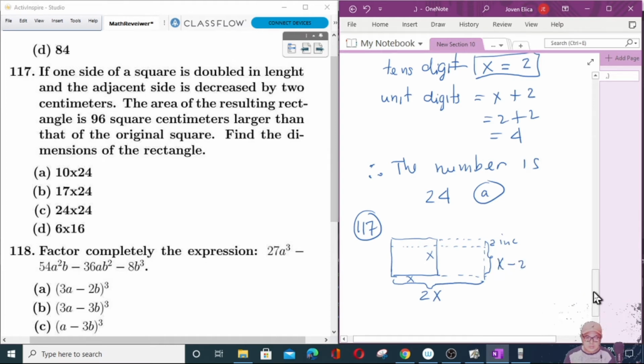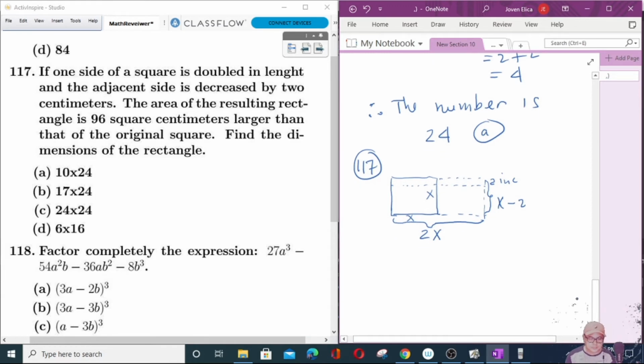Okay. So the question here is, the area of the resulting rectangle is 96 square centimeters larger than that of the original square. Find the dimensions of the rectangle. So based on the given, let x be the side of the square, and we all know that x squared is the area of the square.